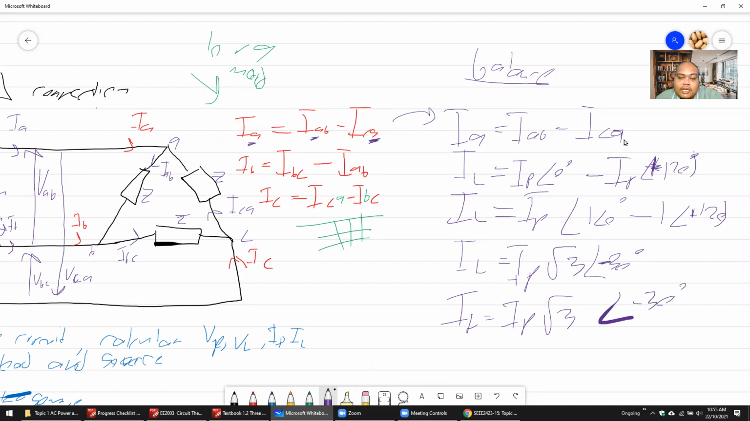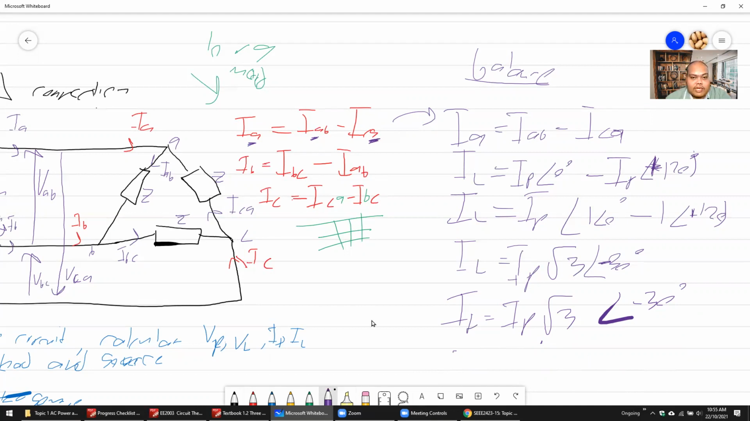For the delta connection, VL is equal to VP square root of 3 angle 30 degrees. For current, you have to make sure it is negative. Be careful with this. So this is only for balanced load. If not balanced, you have to use the original formula.